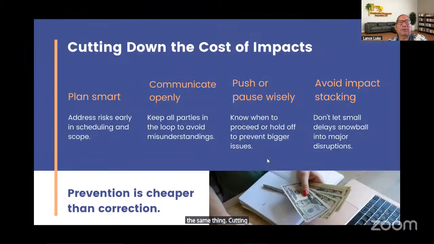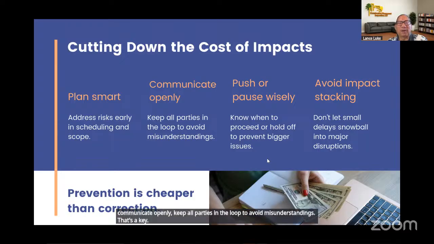Cutting down the costs of impacts. Plan smart, address risks early in scheduling and scope, communicate openly, keep all parties in the loop to avoid misunderstandings. That's a key. If you're a contractor and there's a change order, let the client know, let the homeowner know. This is how much it's going to cost to make this change. Have the homeowner or property manager sign it. Then you have it. Then there's no argument later. There was transparency throughout the whole project.